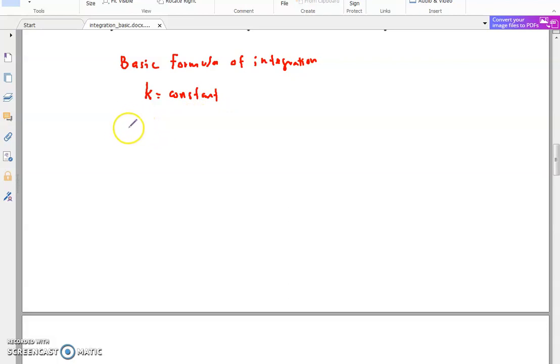So the first formula that we are going to see: what happens if we try to integrate k with respect to any variable, dx? You are supposed to get the answer kx plus c.